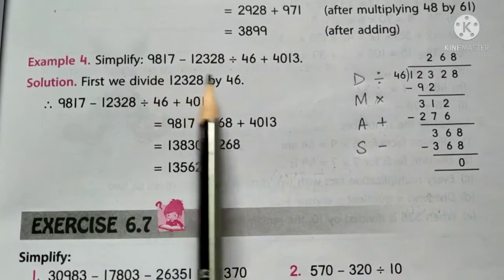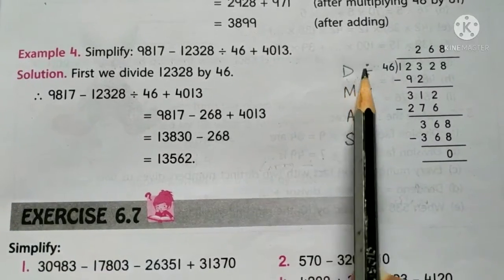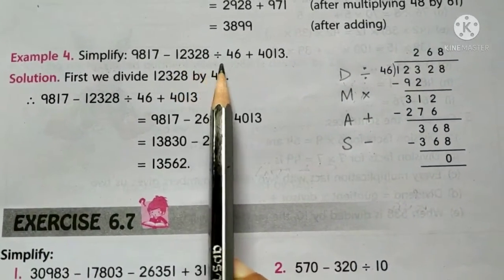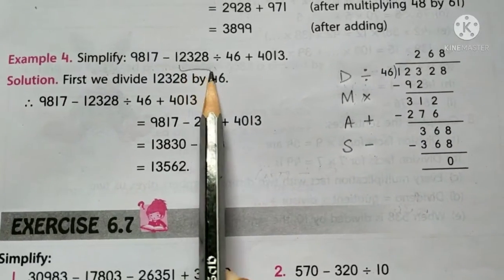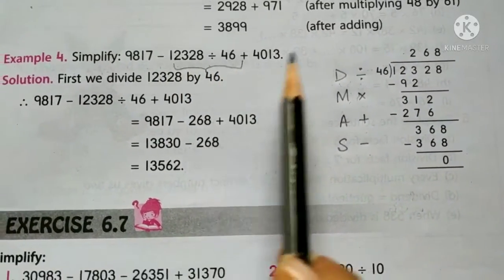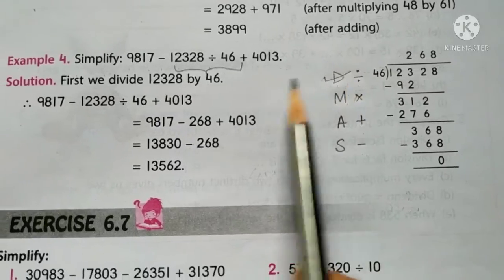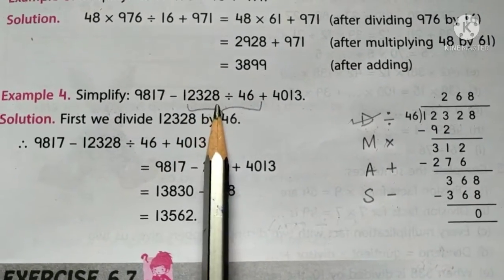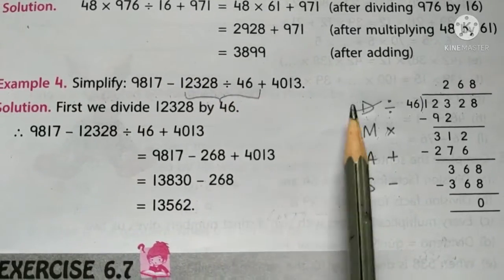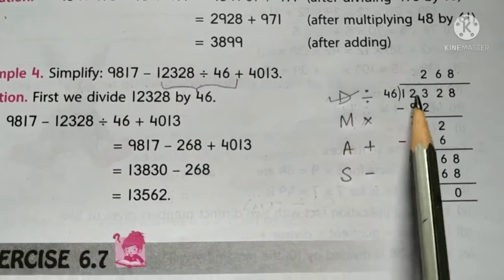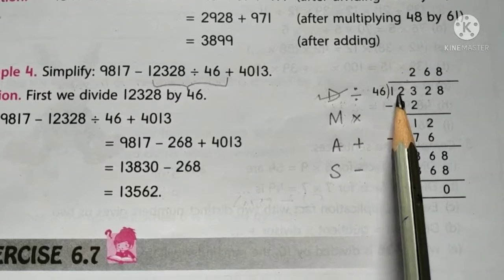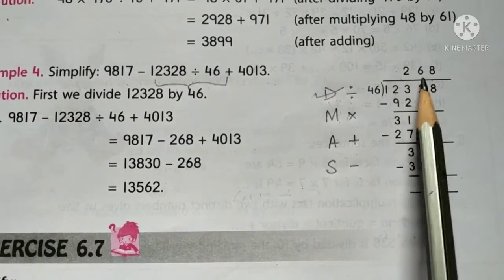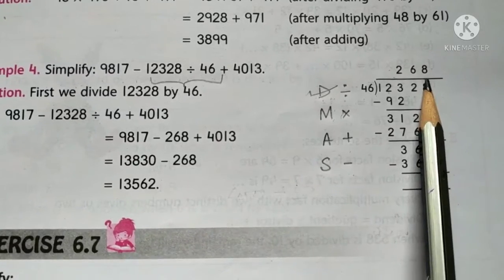So here in this question we will first take up division. That means we will take up 12,328 divided by 46. This will be our first operation. So when we divide 12,328 by 46, the quotient obtained is 268.